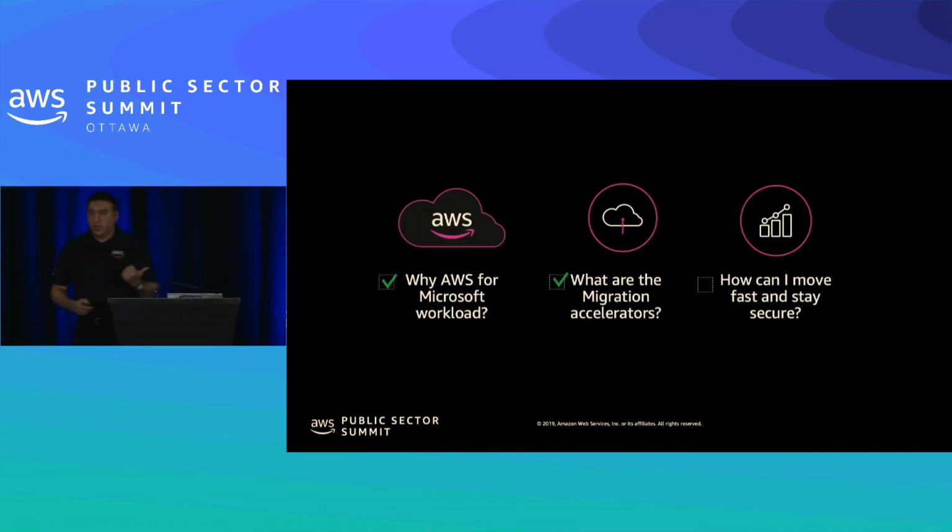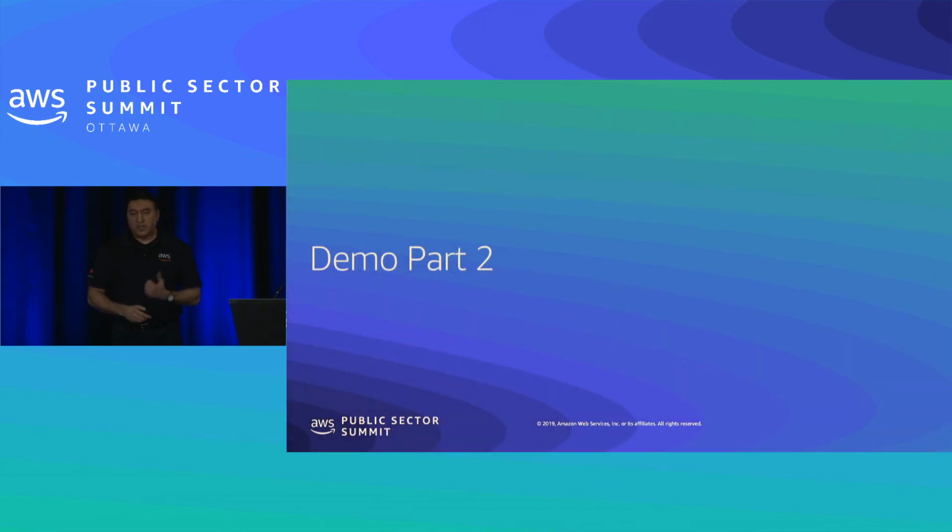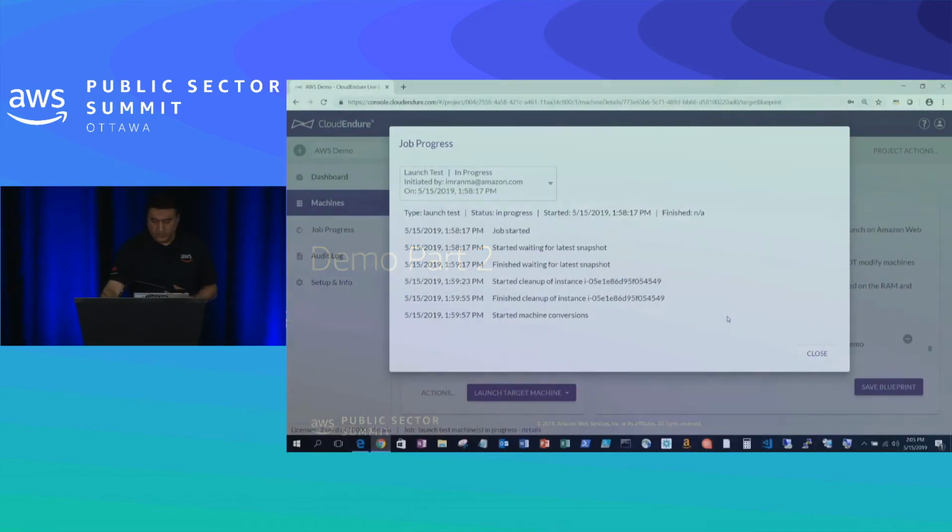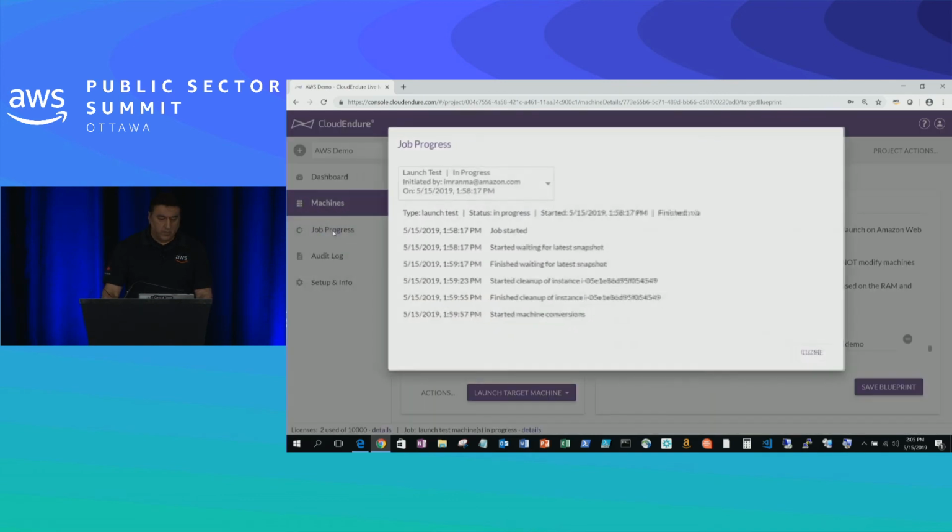All right. So I've talked about why AWS, talked about what the migration accelerators are, and we just covered how to do security at scale. Now let's get back to the demo. Let's go see if the machine is up. Can we switch to demo, please? Okay, very good. Okay, let's see if that finished.